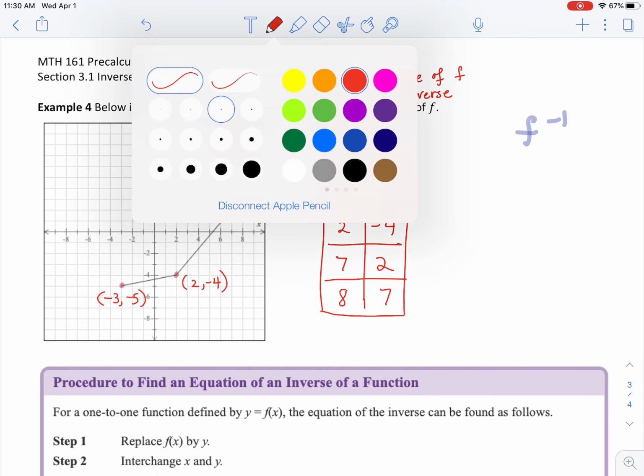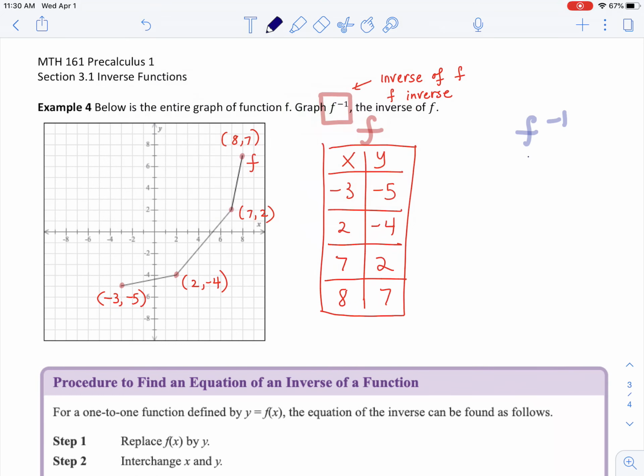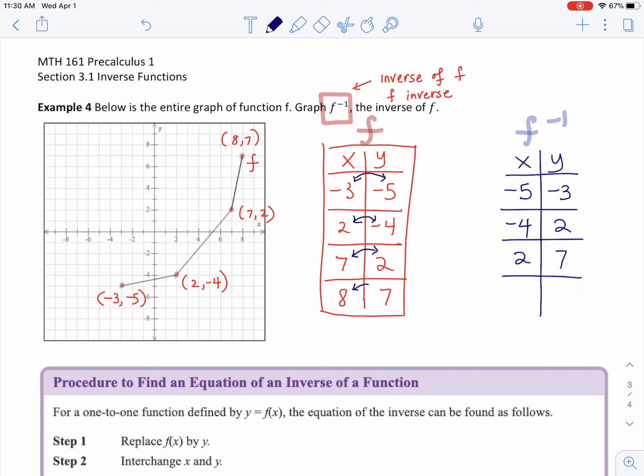Now let's find the input and output for its inverse function. Remember how she did it in her video? Our x's are now going to be y's. So you switch -3 and -5. The first input will be -5, and the first output will be -3. You switch x and y. So the second point that I will need is -4, 2. The third point is 2, 7. And the last point is 7, 8.